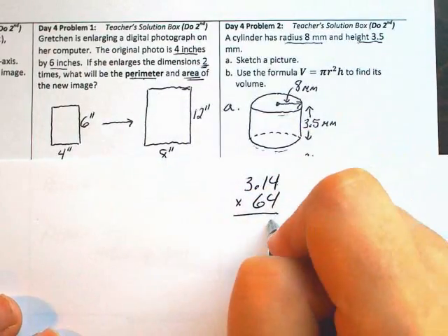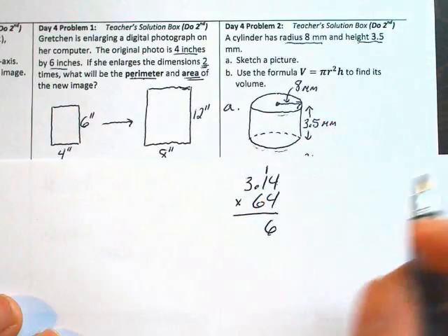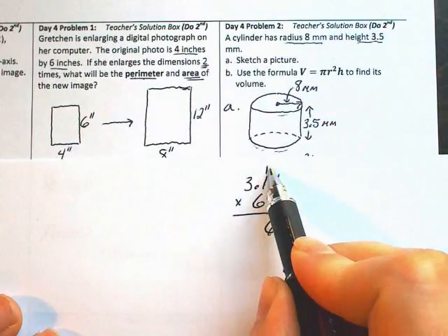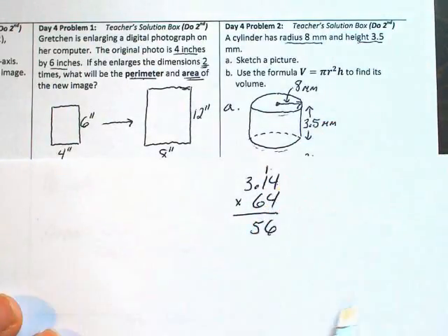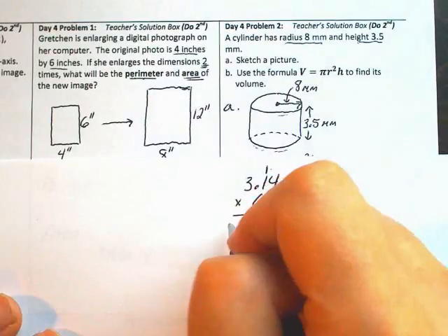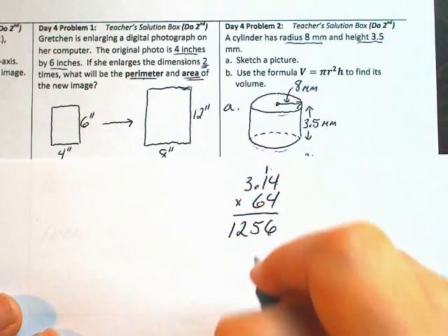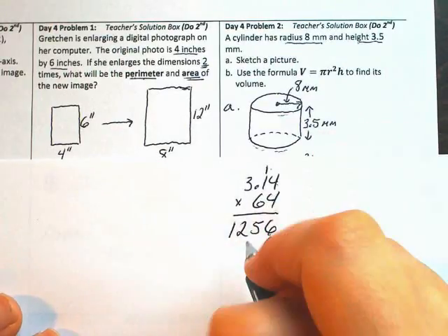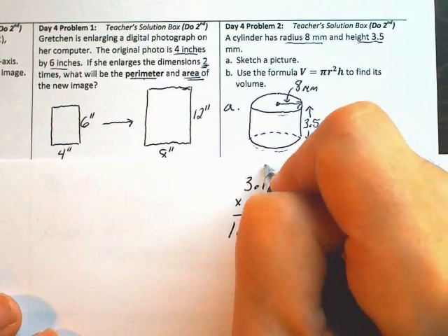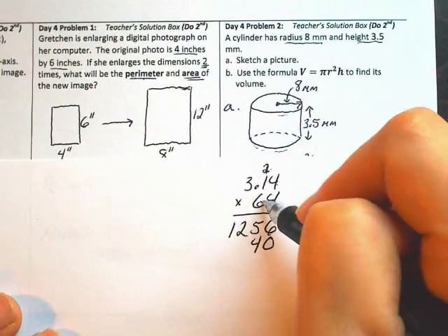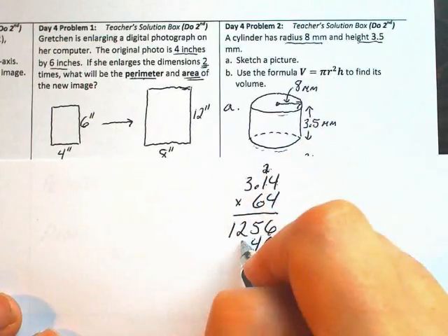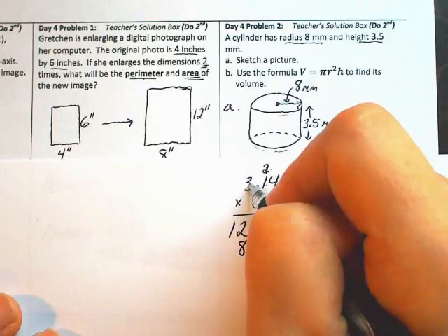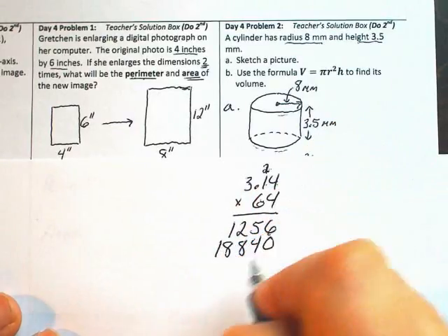4 times 4 is 16. Write the 6, carry the 1. 1 times 4 is 4, plus 1 is 5. And 3 times 4 is 12. Start the next row with a 0. 6 times 4 is 24. Write the 4, carry the 2. 6 times 1 is 6, plus 2 is 8. And 6 times 3 is 18.